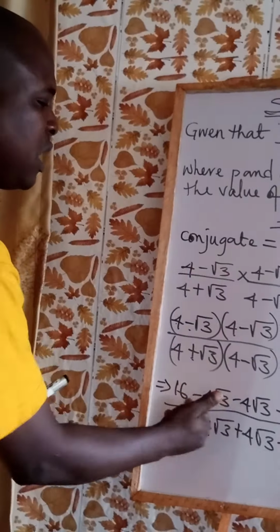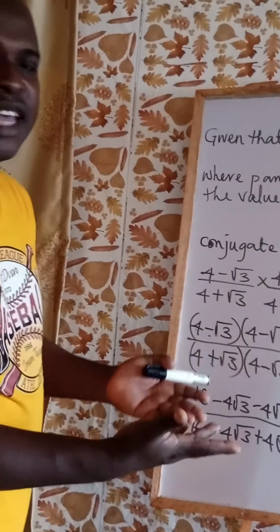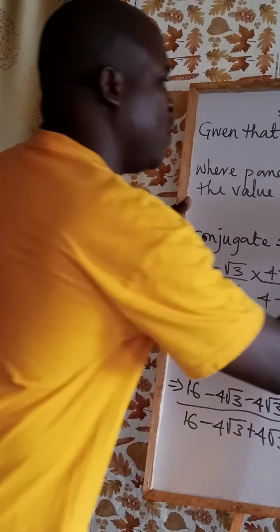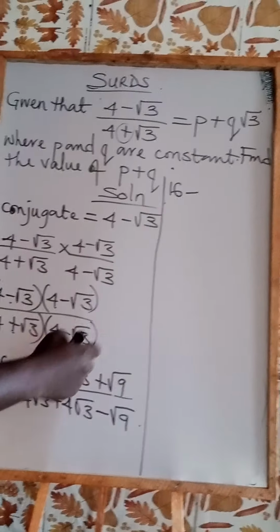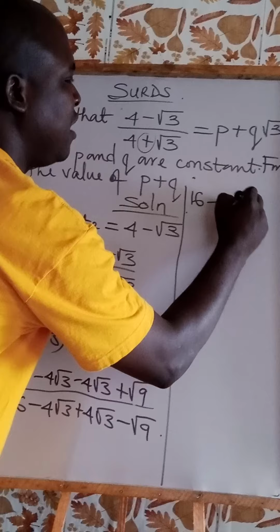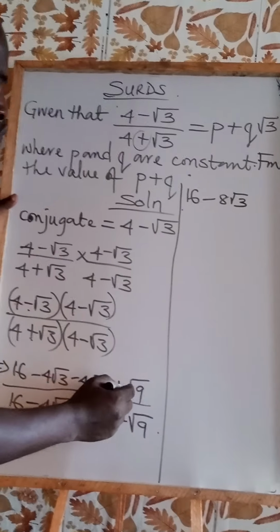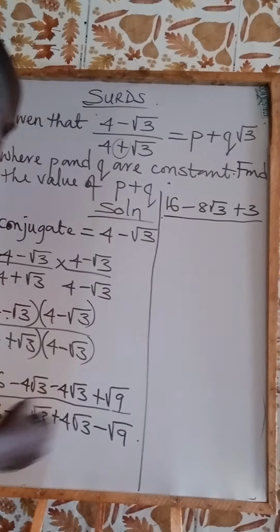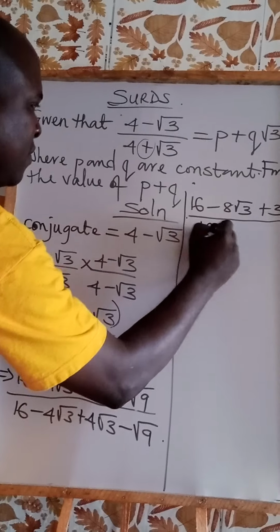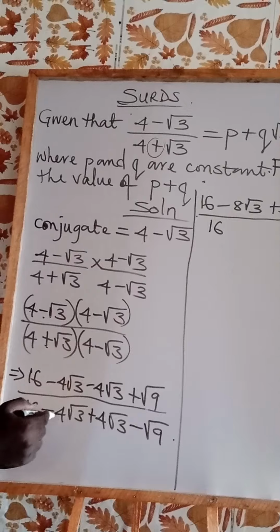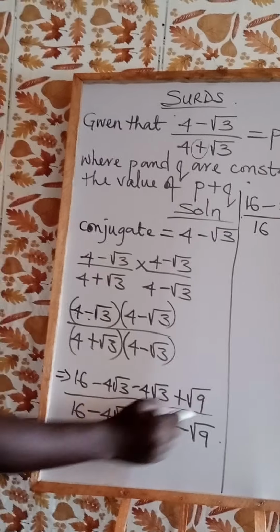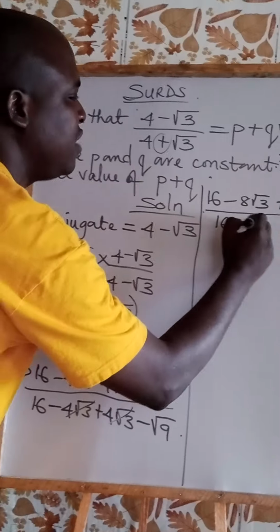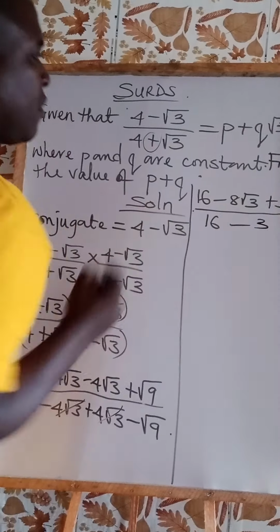Then these two can be simplified together. If you simplify it, you are going to have 16 minus 4 root 3 minus 4 root 3. That will give us minus 8 root 3, while the square root of 9 is 3. So you have 3, everything all over 16. Look at this very well: minus 4 root 3 plus 4 root 3, the two of them will cancel. And the square root of 9 is 3. That means we're going to have 16 minus 3.